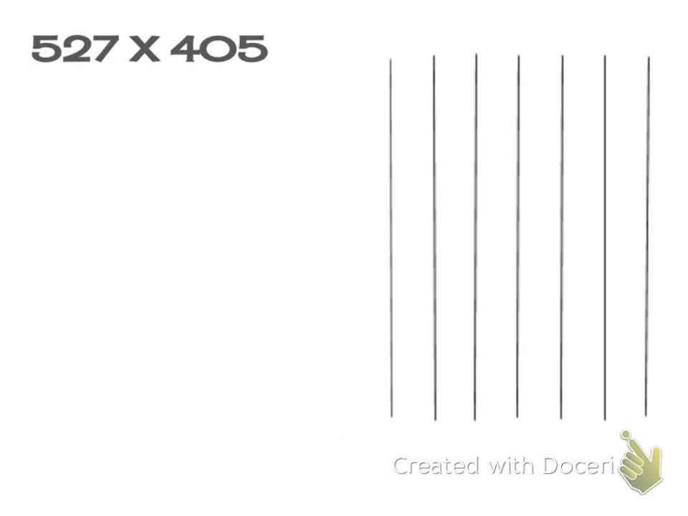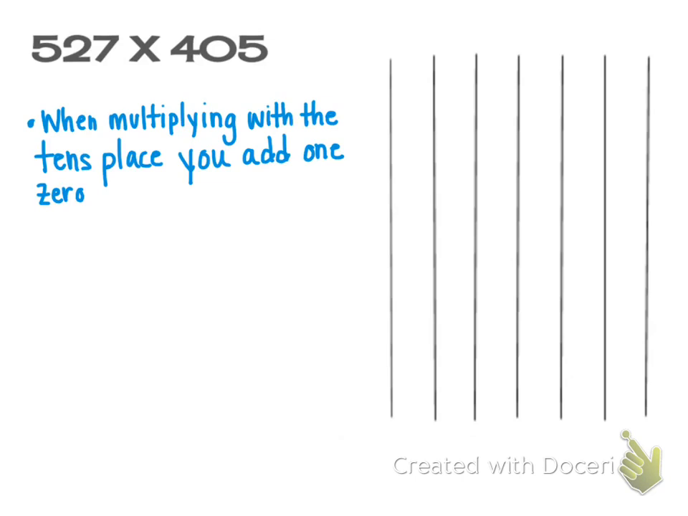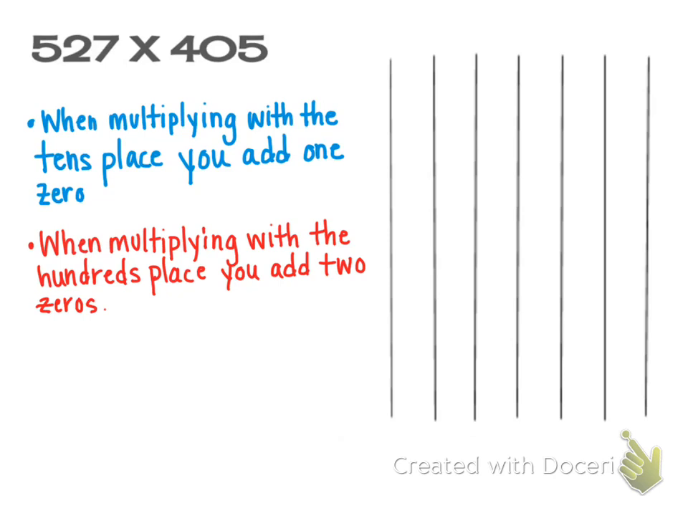Couple things we want to remember. When multiplying in the tens place, you add 1 zero. And when multiplying by the hundreds place, or with the number in the hundreds place, you add 2 zeros. Remember that this is because when you're multiplying by the number in the tens, that product is 10 times bigger. And when you're multiplying by the number in the hundreds, that product is 100 times bigger. Therefore, you move it over 1 space, and then you move it over 2 spaces. So let's do this one together. I'm just going to talk through it, and just follow along as we go.